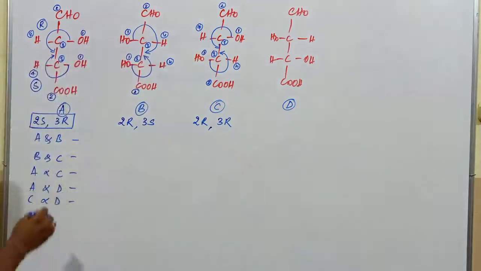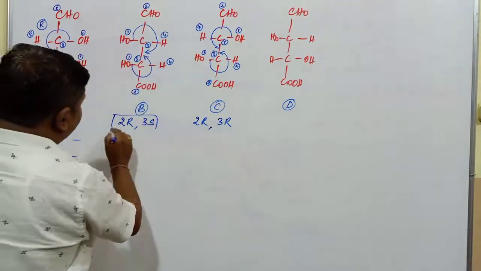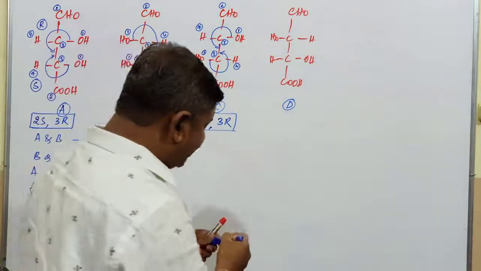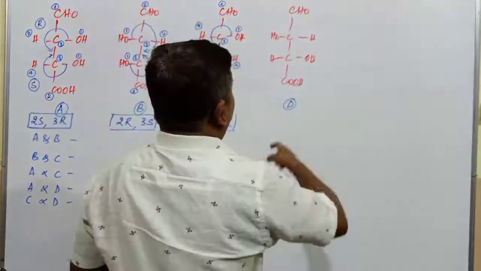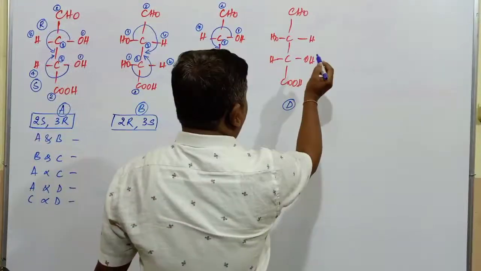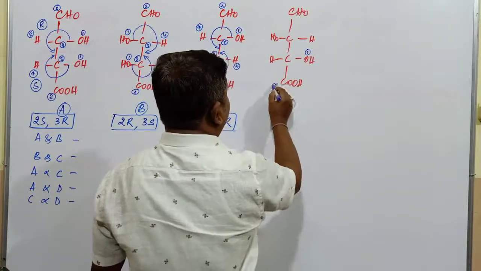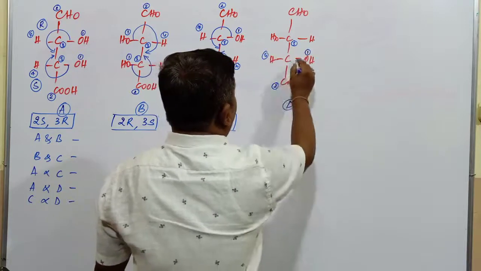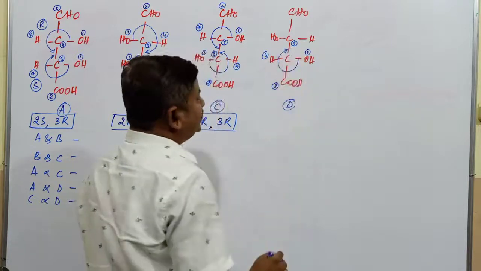First one 2S 3R. Next one 2R 3S. Next one 2R 3R. What's the configuration with respect to this molecule? Here with respect to this carbon atom, this is first priority, this is second, this is third priority, it is fourth priority. It is taking place in this direction, that is clockwise direction.